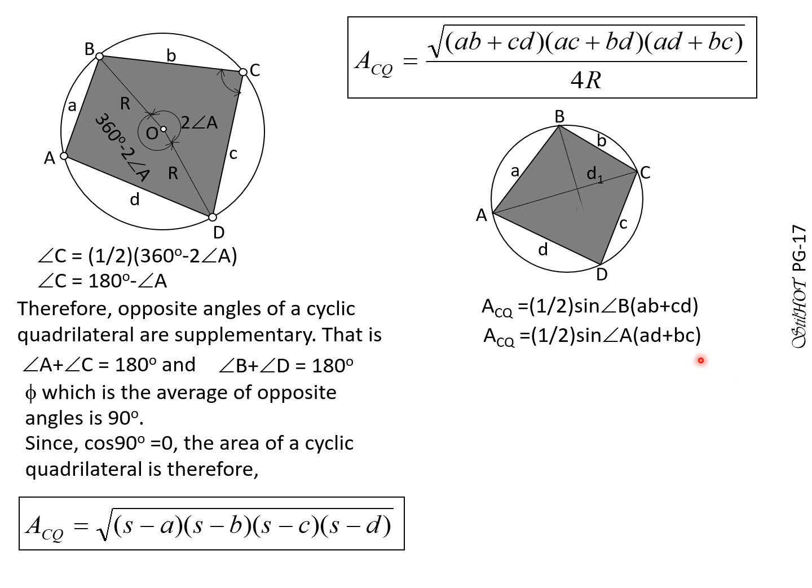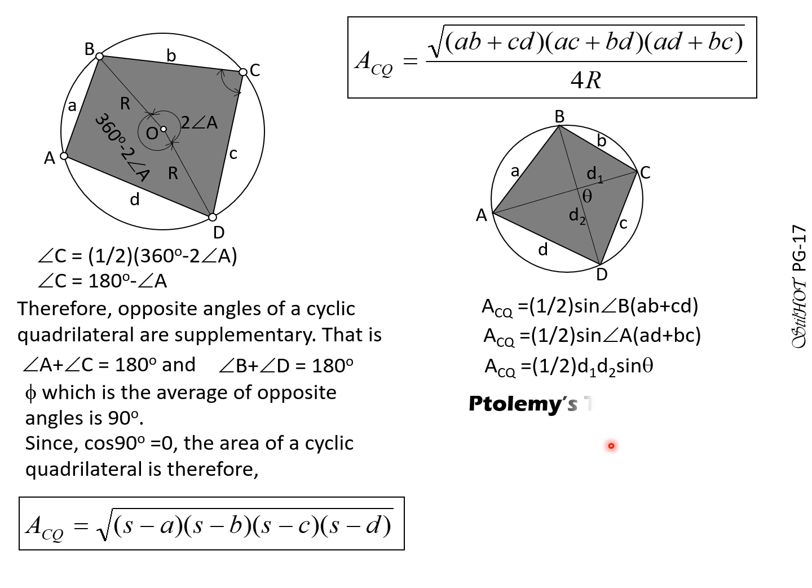Or if we have 2 diagonals, 1 and 2, and they form an angle theta, or 180 degrees minus theta, it doesn't matter, the area is 1/2 diagonal 1 times diagonal 2 times sine of theta, which is also true for the general quadrilateral.